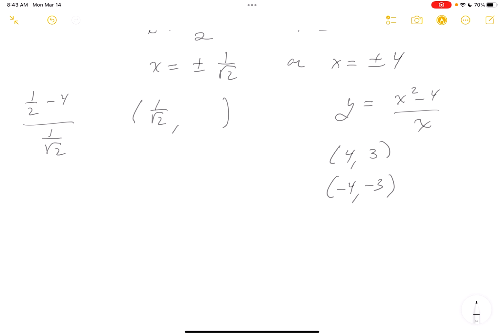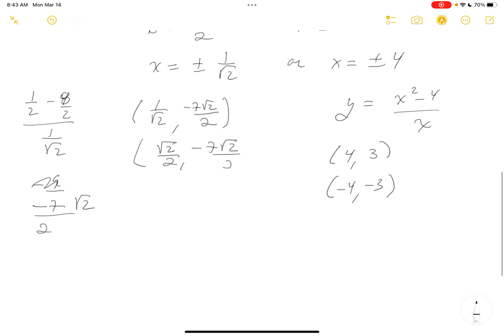So, I'm going to say 4 is really 8/2. So you can get minus 9, I'm sorry, not minus 9. That's crazy. You get minus 7 halves, and you're dividing by 1 over root 2, which is like multiplying by root 2. So you're going to get minus 7 root 2 over 2. I'm going to rationalize the first one by multiplying top and bottom by root 2. When I say rationalize, I mean in the denominator. So it'll be root 2 over 2 minus 7 root 2 over 2.